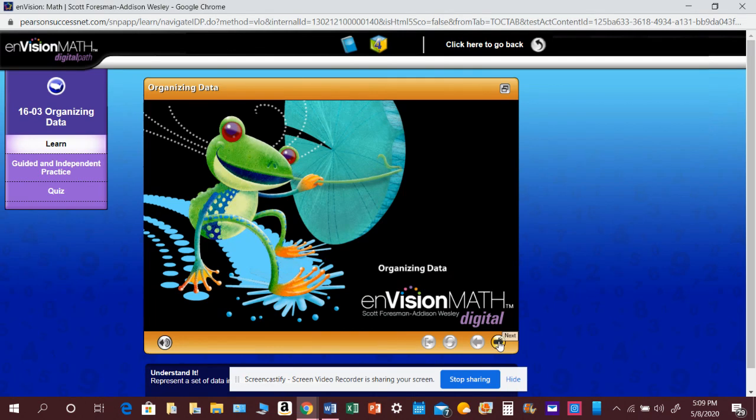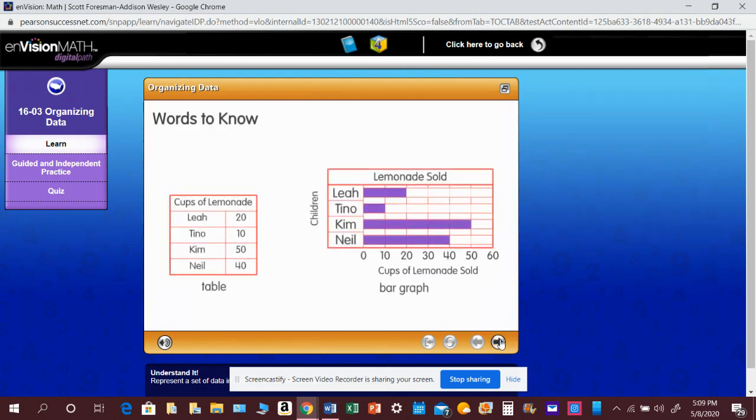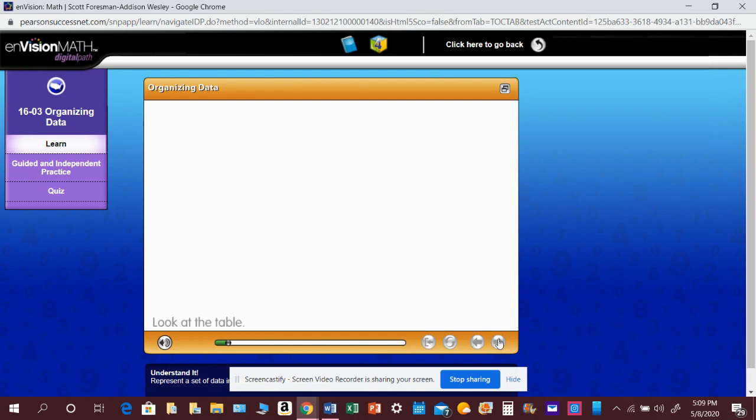Today we are doing topic 16-3, organizing data. Okay, so data is just information. It's just a fancy word for information, and there are ways to organize it. And these two things you see are tables. This is a table, actually, this is a bar graph. So a table is a way to list and organize information, and so is a bar graph.